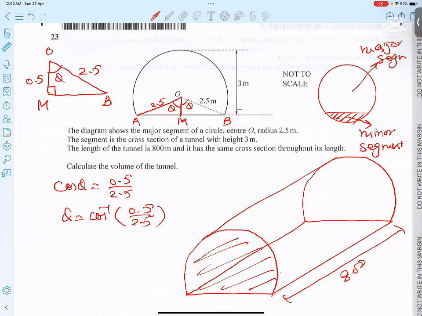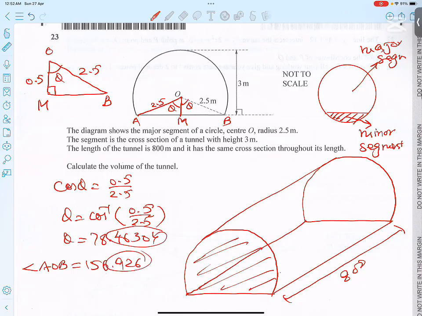And when I divide it, students, I get the angle 78.46304. And the full angle AOB I need is times 2. So when I multiply by 2, I got 156.926. I'm keeping long values for more accuracy. Okay, this angle I got.